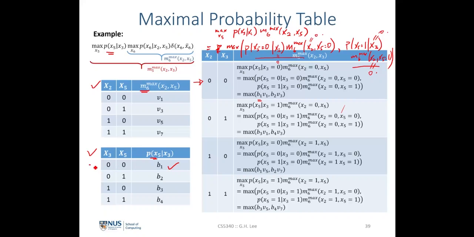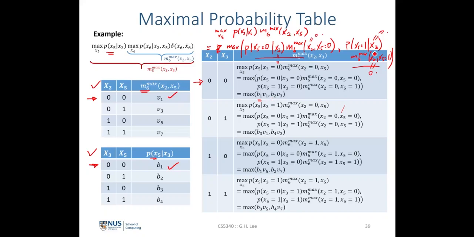In this case, we will look at this entry here where x3 and x5 both equal 0, which is given by b1, which represents this conditional probability over here. And we will also look at the next term of m6, x2 and x5 both equal to 0. So this corresponds to this particular term over here, which is v1. So the first entry here would be b1 multiplied by v1.